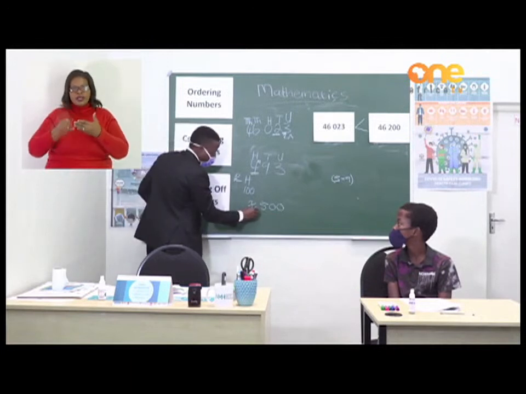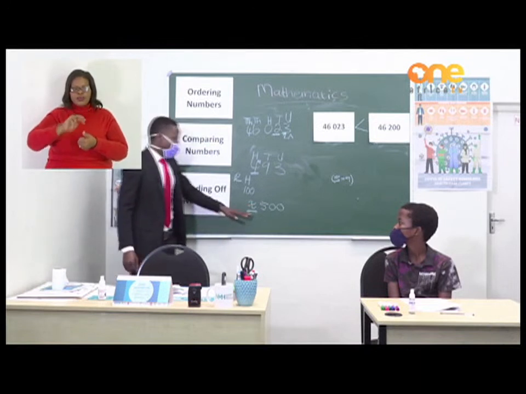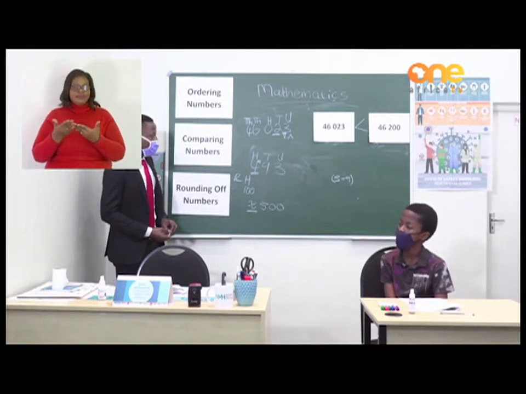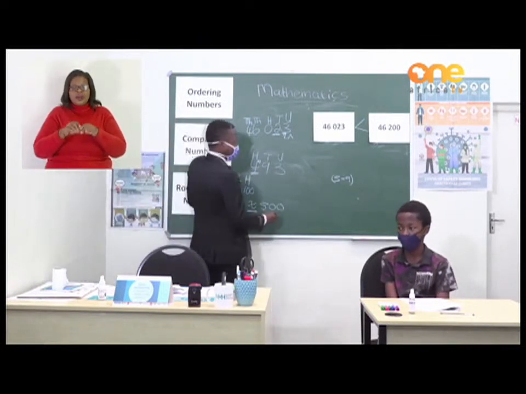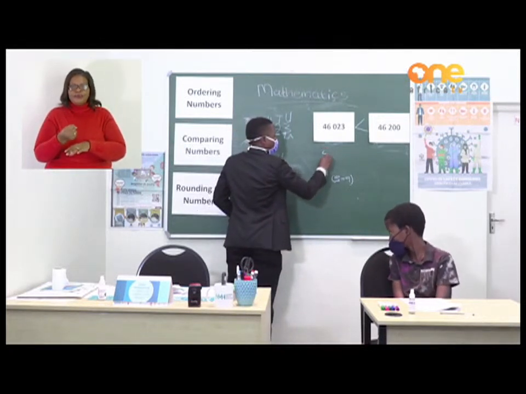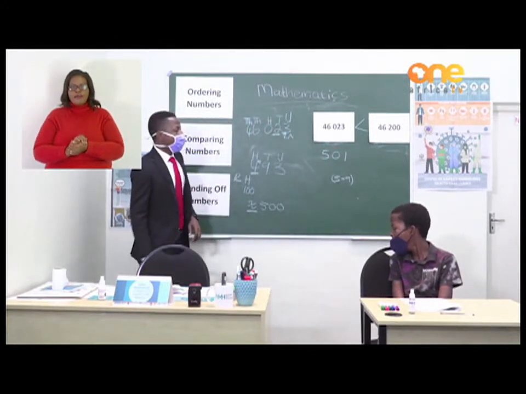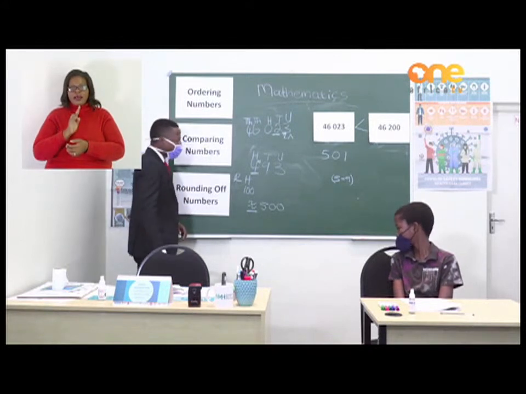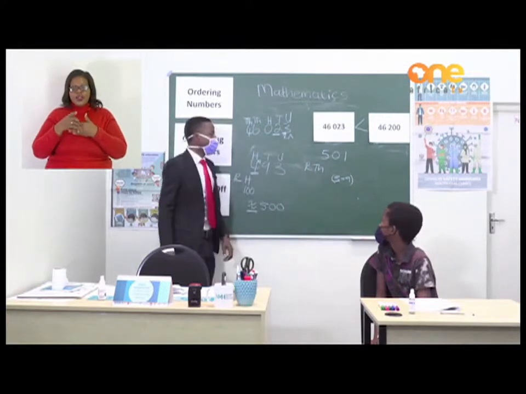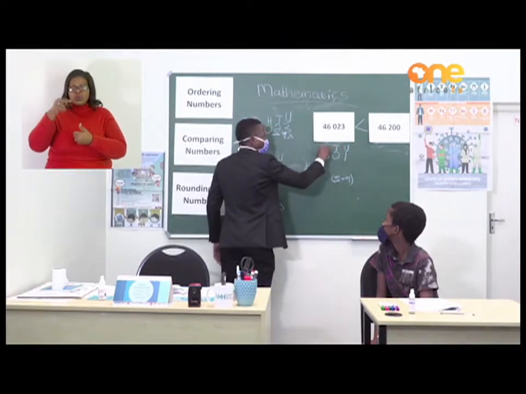Remember, approximation is very important. So this example is quite easy, and there can also be another challenging one. For example, we can have 501, and then they say round off that to the nearest 1,000. Remember, we have a unit, we have a 10, we have 100.